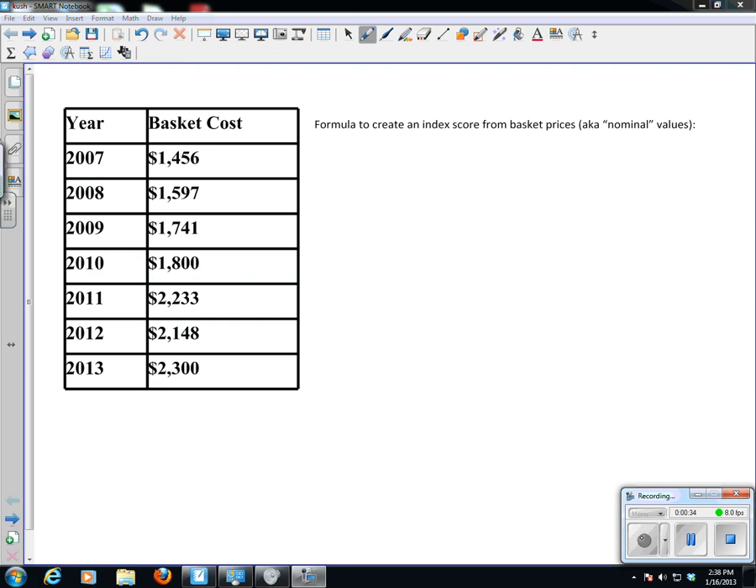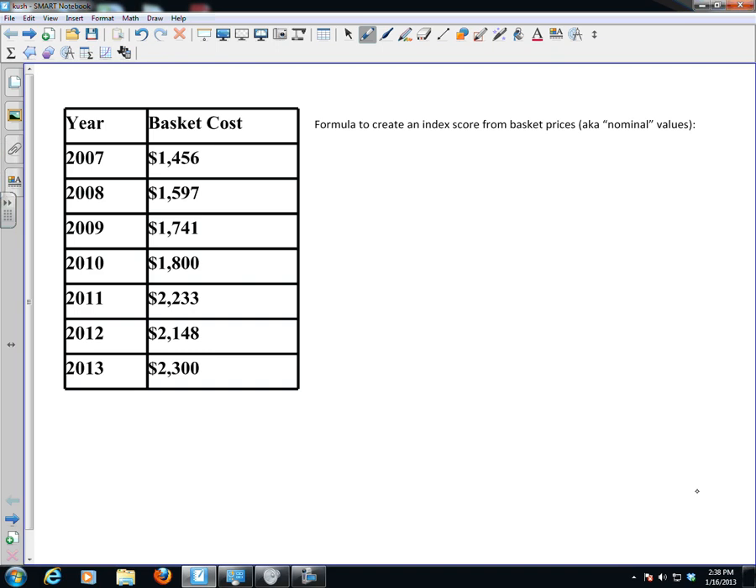Calculating CPI scores is not a very difficult process. The formula itself is pretty simple. You're going to take the price that the basket sells for in a given year. So in this case, if we look at the year 2007, the basket sells for $1,456. So the formula will be the price of the basket, and I'm just going to put year XX, and that's just going to be any year that we're trying to calculate the CPI score for.